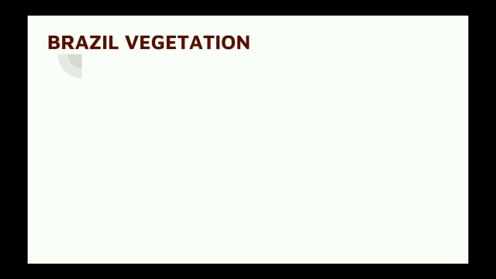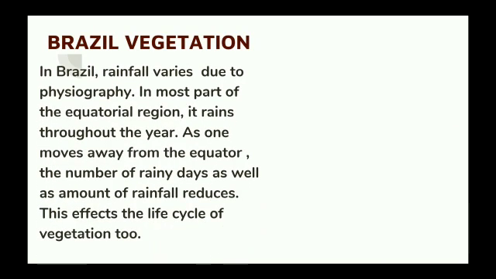Let us see the vegetation of Brazil. In Brazil, the rainfall varies due to physiography. In most part of the equatorial region, it rains throughout the year. As one moves away from the equator, the number of rainy days as well as the amount of rainfall reduces, so this affects the life cycle of vegetation too.